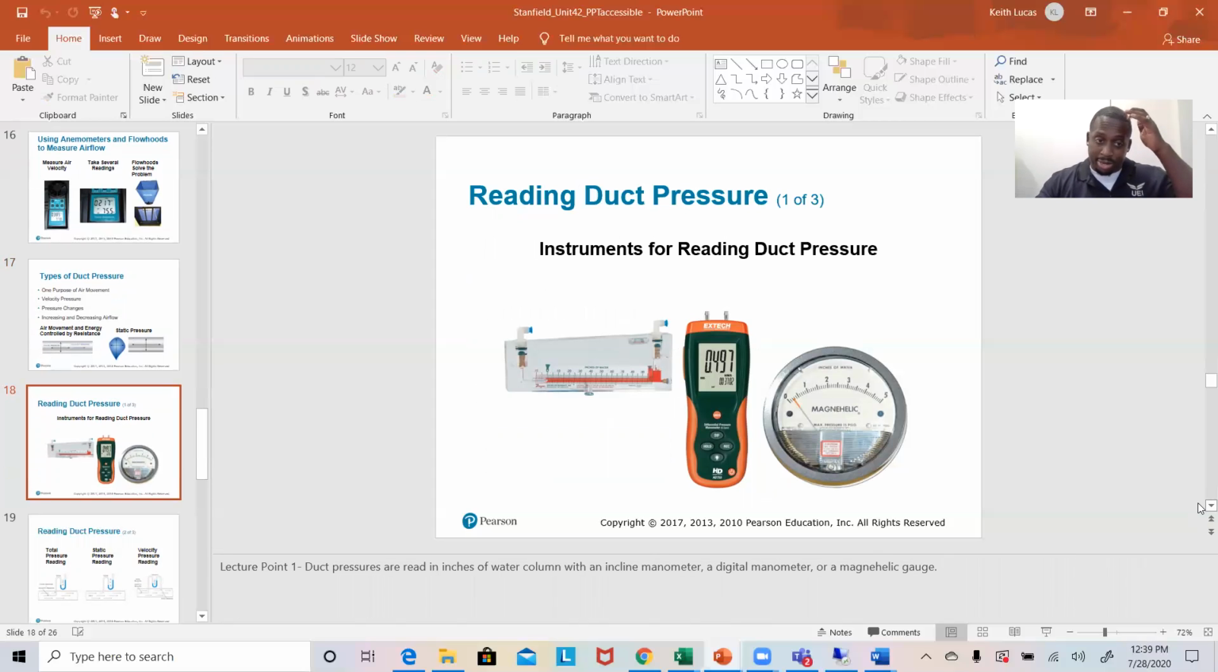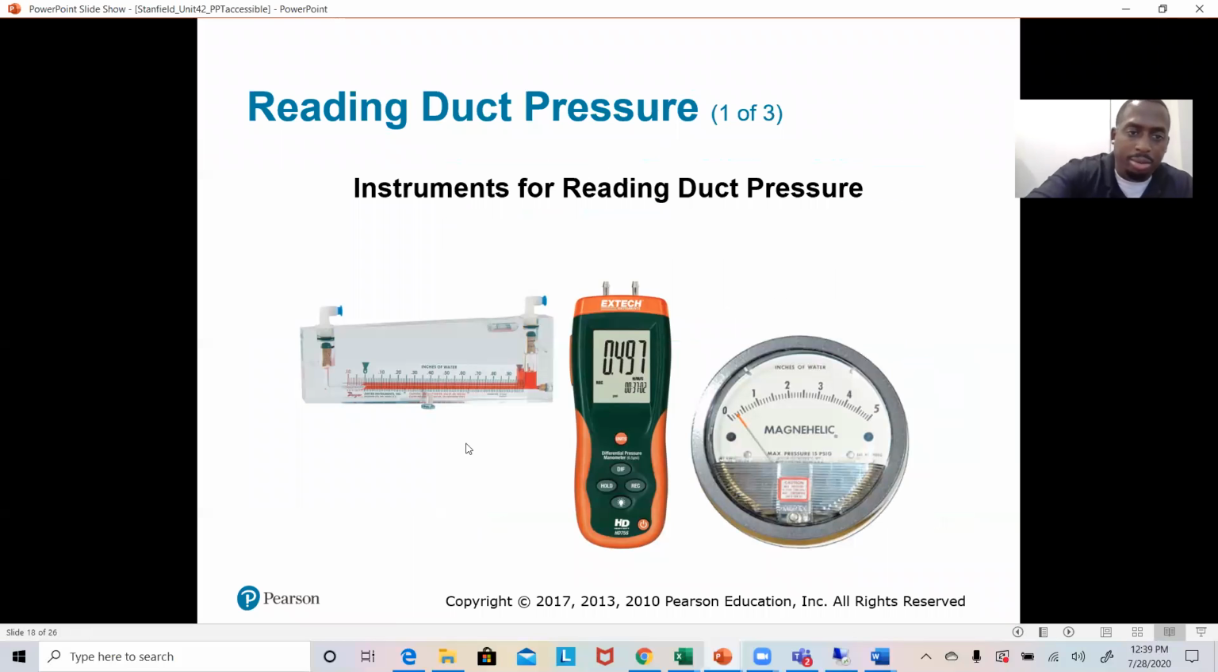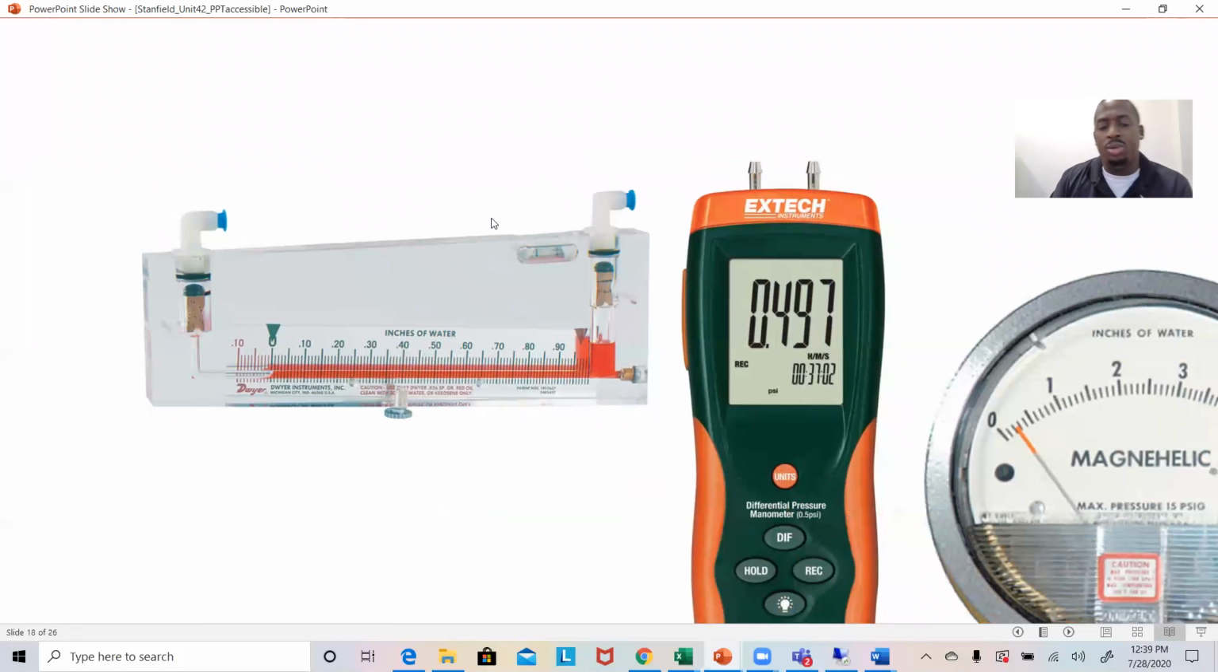Okay, now we're getting into how we measure the duct pressures. Duct pressures are read in inches of water column with an incline manometer, a digital manometer, or a Magnehelic gauge. So, inches of water column. They had these old school manometers, incline manometers, where you literally have this column filled with water. This one's got some red stuff in it, but it's full of water.